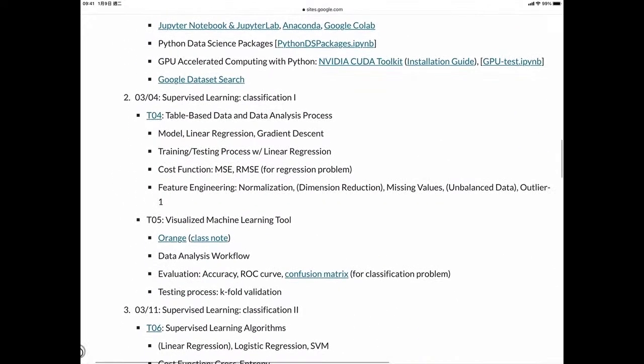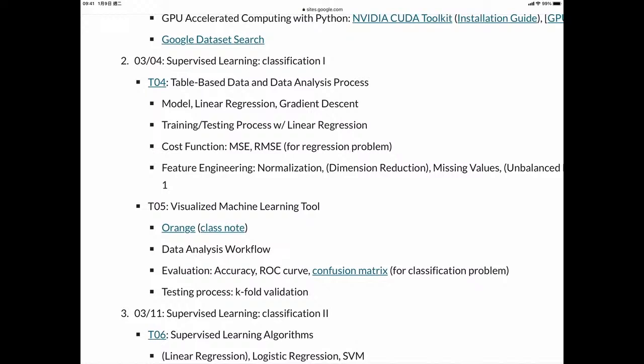Okay, in the second week, we introduced what table-based data and the data analysis process are, and we introduced what a model is, and a very basic model named linear regression. We discussed how to find the minimum value of MSE, mean squared error, by using gradient descent. So currently, that is T04. I will revisit some concepts of T04 before we start our course today.